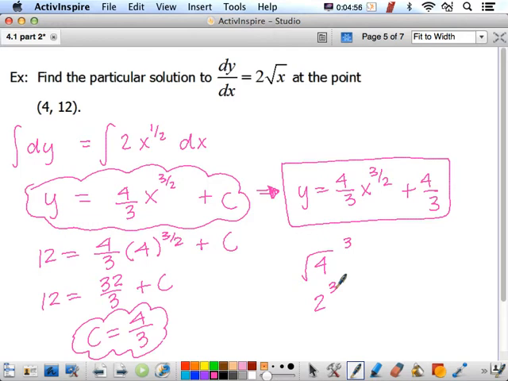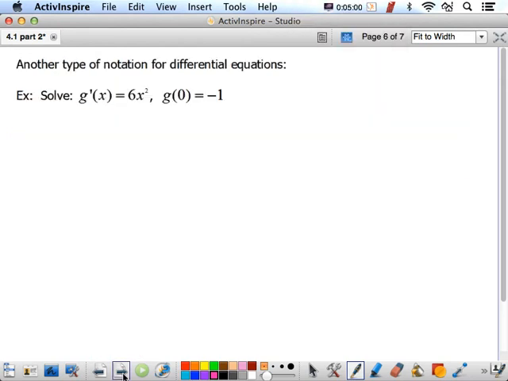Okay. There is another type of notation you need to be aware of for differential equations. Rather than the dy/dx, or the differential format, it's when we're given function notation. So for this one, we're told that g prime of x, which really just means the derivative of g with respect to x, is equal to 6x squared. So it's a little more difficult to see the differentials there, but the way you have to think of it is that g prime of x is the same as g of x.